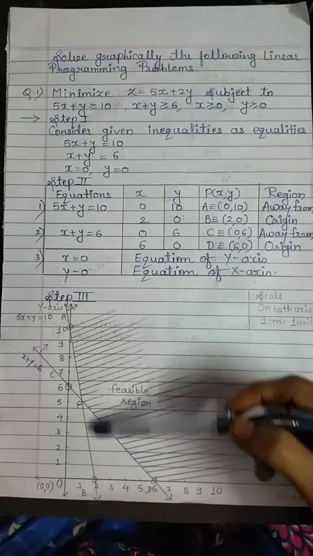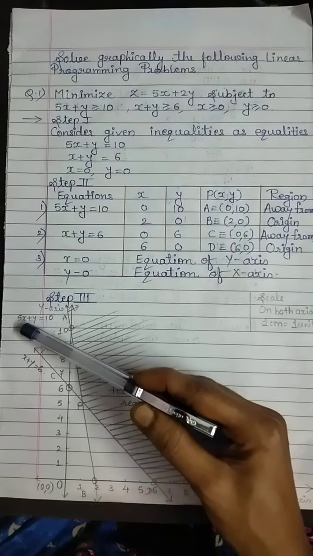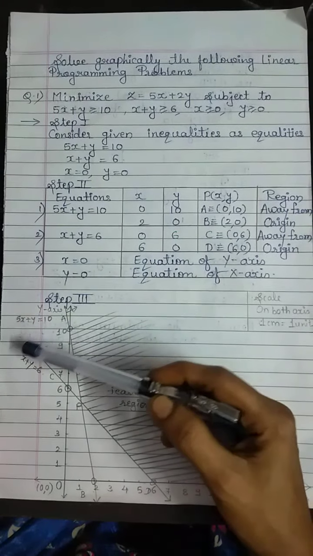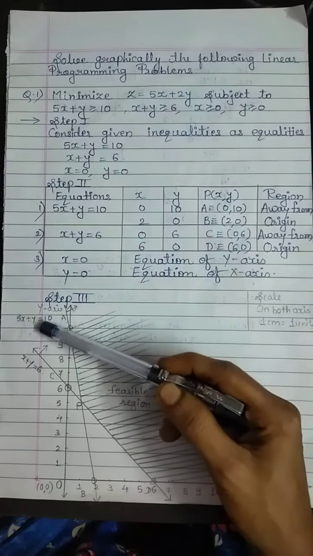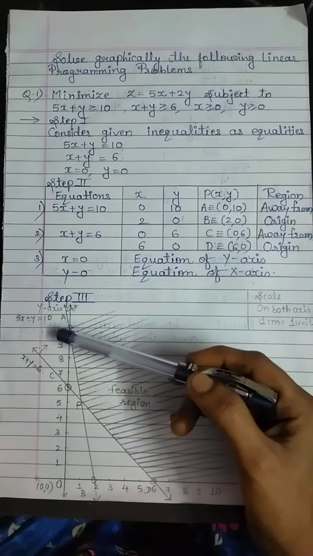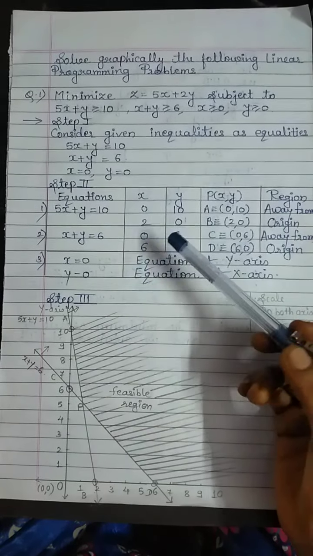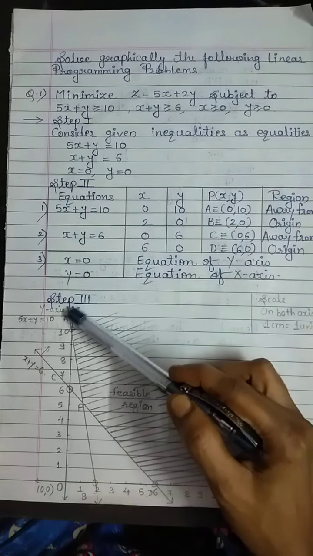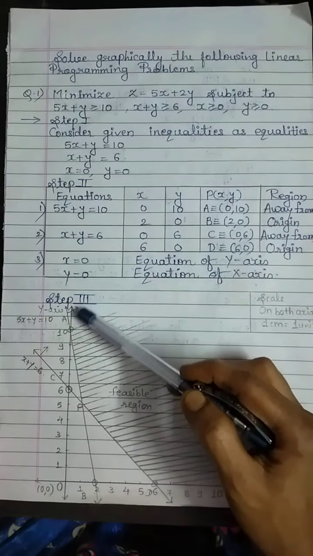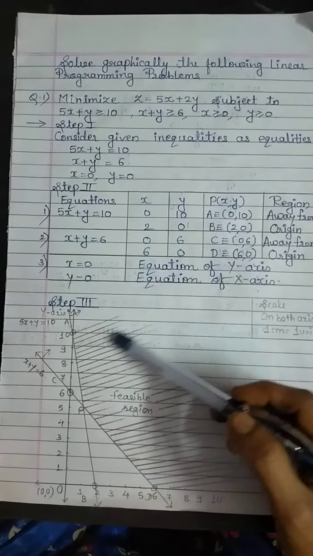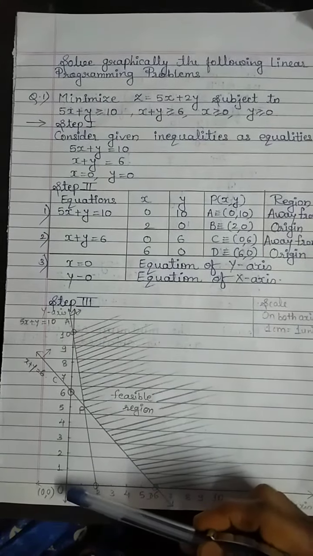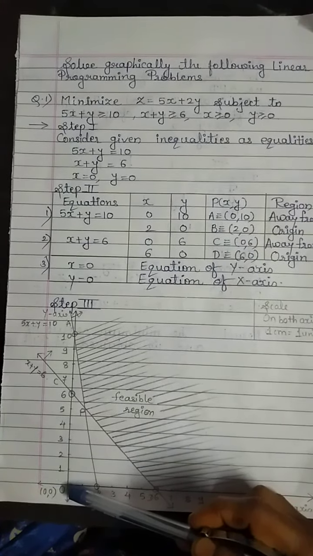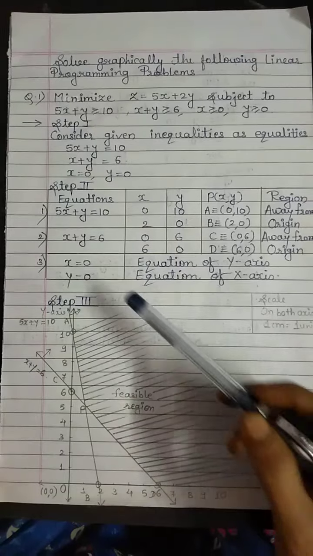We will draw this line and here write down the equation of the line, that is 5x plus y is equal to 10. And since the region is away from the origin, here we will draw one arrow which shows that the region is away from the origin. This is the origin side and away from origin means this side.